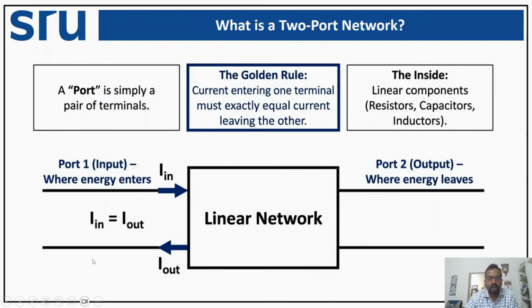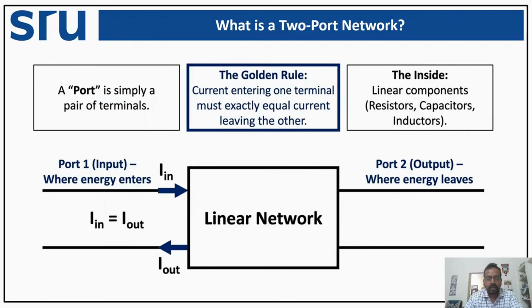Another important convention must be followed while defining a port. If current is assumed to enter at one terminal, then it is assumed to leave at the other terminal of the same port. This convention ensures consistency in mathematical modeling and helps avoid confusion during circuit analysis. Because of this, every port is always associated with two variables, one voltage and one current. This pair of variables completely describes how the network interacts with the external world at that port.